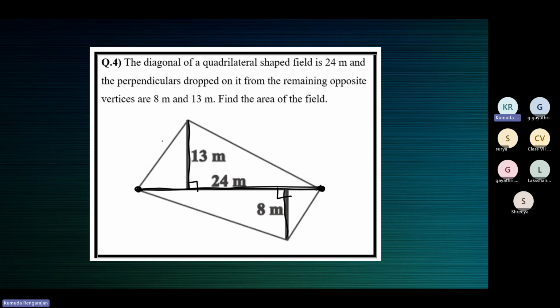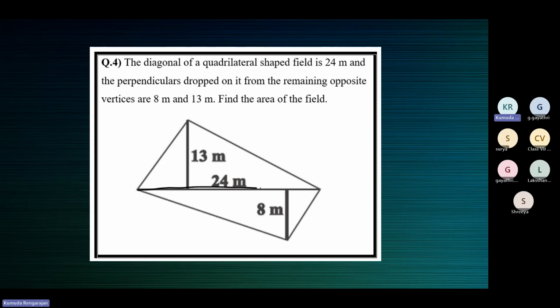The perpendiculars dropped on it, meaning the diagonal, from the opposite vertices are 8 meters and 13 meters. Find the area of the field. So all information needed for the formula is given to you.